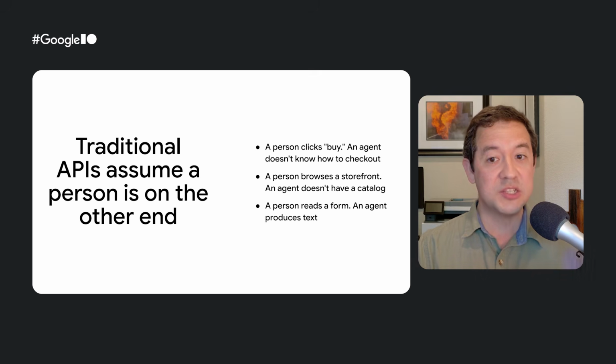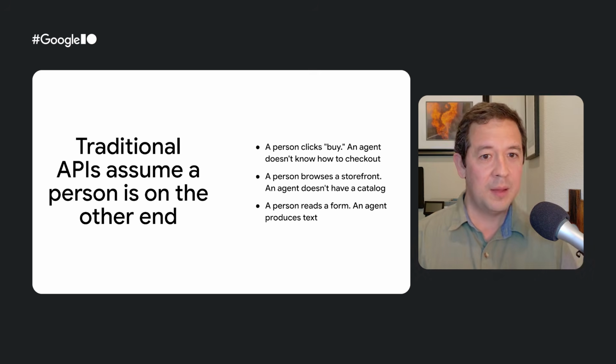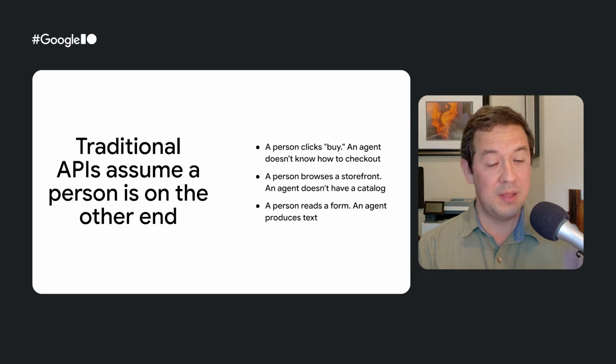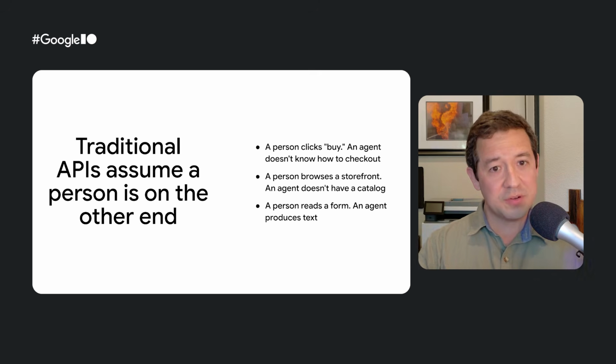Traditional APIs assume a person is on the other end. A person clicks buy, but an agent doesn't know how to check out. A person can browse a storefront, but an AI agent doesn't have a catalog. A person can read a form, but an AI agent produces text. Each protocol that we'll cover today addresses one of these specific problems.